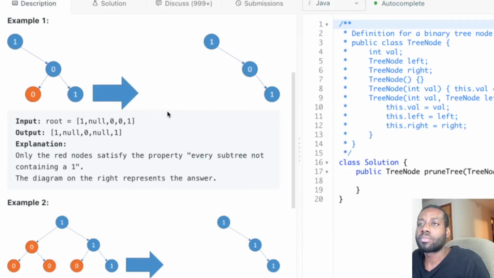So I need to know the answer from my left side and the answer from my right side, so I can know whether I should send a signal to my parent, to tell it, hey, there's not a one in there. Because there's not a one in that subtree, please delete me. Please get rid of me. How do I do that?